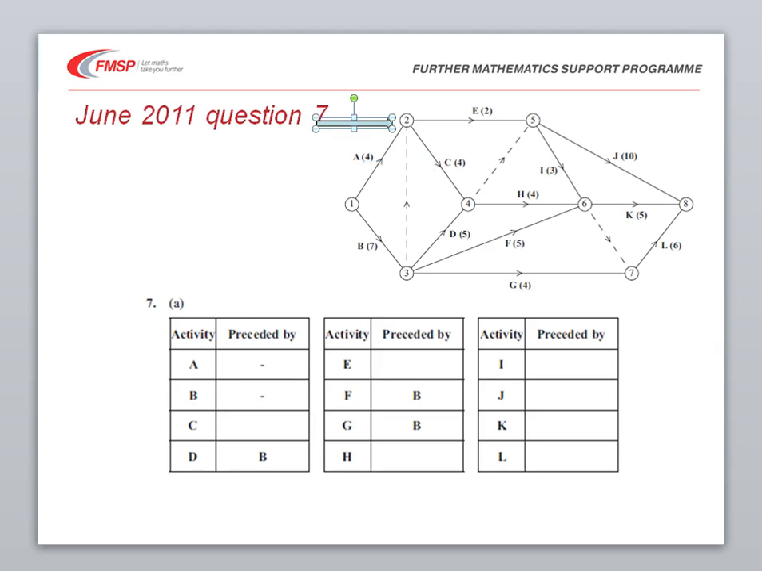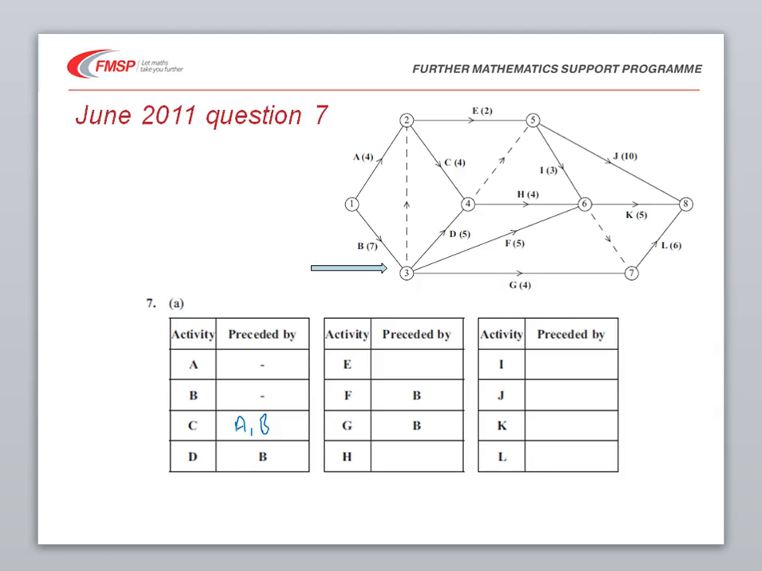So moving back to event 2 there, we can see that the activities there are obviously A, but also we must remember that there's a dummy activity here which shows that C also depends on B being complete. So within the table then we need to write in for C that A and B are preceding it.